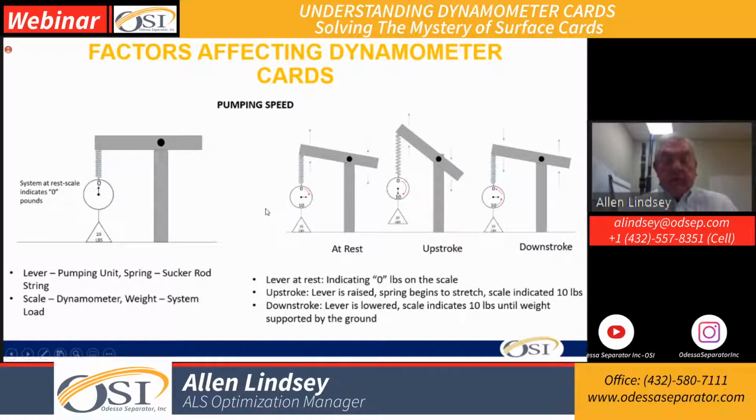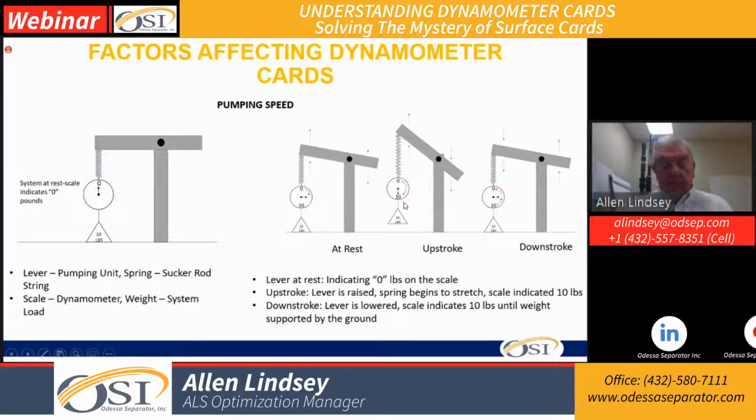The diagram on the left shows the lever system at rest with the scale indicating 0 pounds. As the lever is raised very slowly for the upstroke, the spring begins to stretch and the scale indicates an increase in load. Note that the weight does not move upward until the scale indicates 10 pounds. When the scale indicates 10 pounds, the weight will be lifted upward with the movement of the lever.